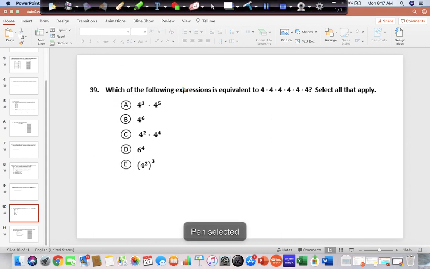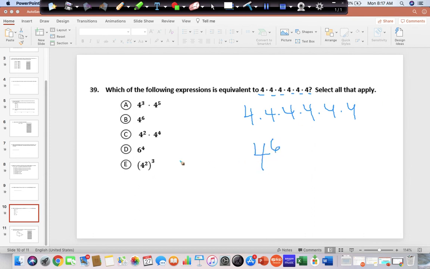Okay, which of the following expressions is equivalent to 4 times 4 times 4 times 4 times 4 times 4? 1, 2, 3, 4, 5, 6. Okay, so this is 6 fours, right? So 4 to the 6th power would be 1, which is B. But it did say select all that apply, so let's make sure that we have all of them done.